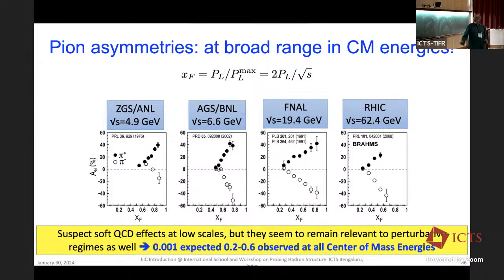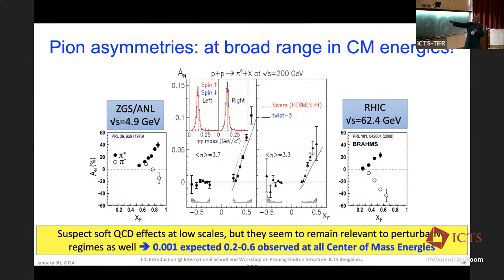We'll ignore it. So all this was ignored until RHIC came along and measured it, not only at 62 GeV, but also at 200 GeV, where we saw those asymmetries. And now people said, at 200 GeV, there is no way this is soft physics. There must be something a lot more than that. And I think that is where the whole thing started.